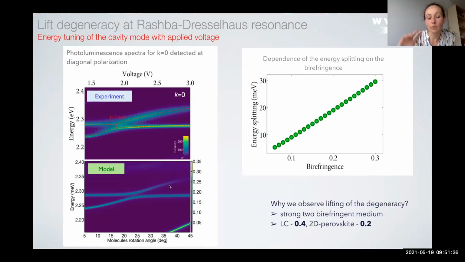So this is our model. When we increase this additional birefringence, we observed that almost 17 millielectron volts will correspond to a birefringence below 0.2. So this is how we can now tune these modes and split the modes, and somehow influence them by additional birefringence added to the already birefringent material of the liquid crystal.